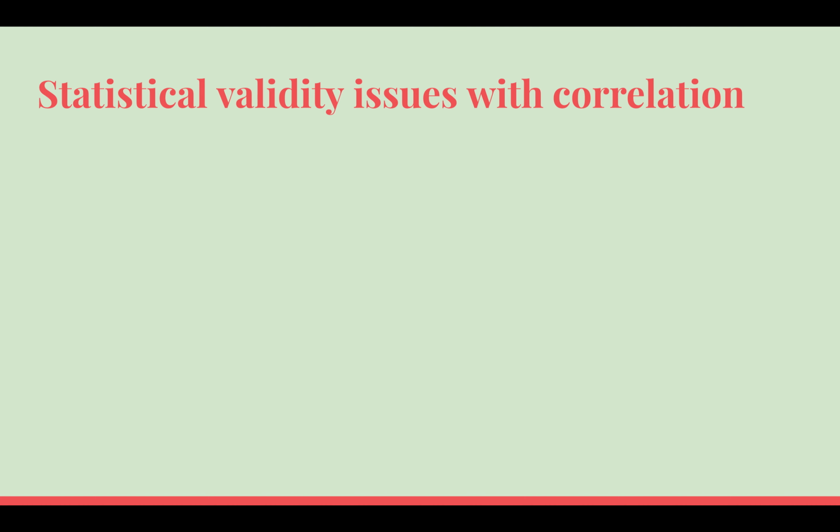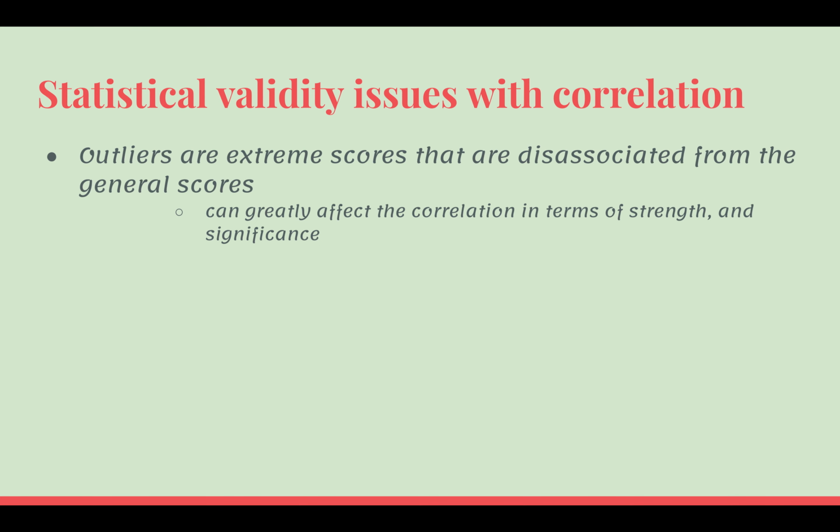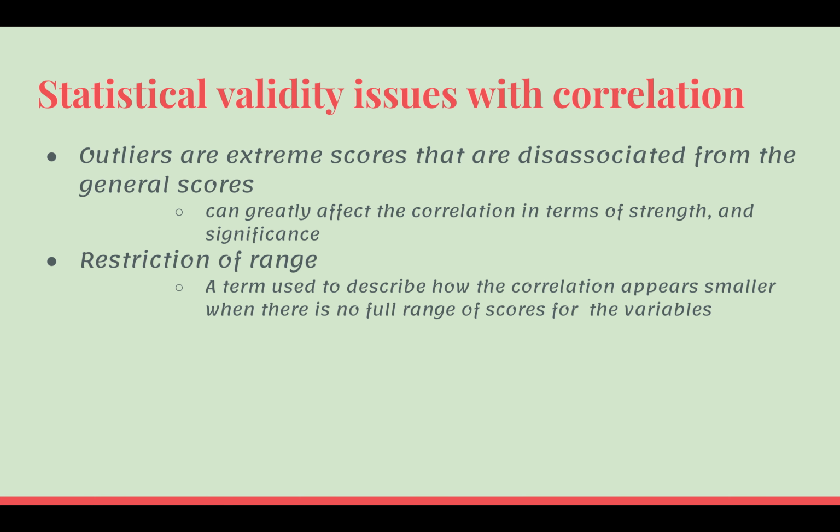Statistical validity issues with correlation. We will be specifically looking at outliers, restriction of range, and curvilinear associations. Outliers are extreme scores that are disassociated from the general scores. They are bad because they can greatly affect the correlation in terms of strength and significance. Restriction of range describes how the correlation appears smaller when there's no full range of scores for the variables. Curvilinear association means that normal correlation only works for linear relations, while variables might be related in nonlinear ways.